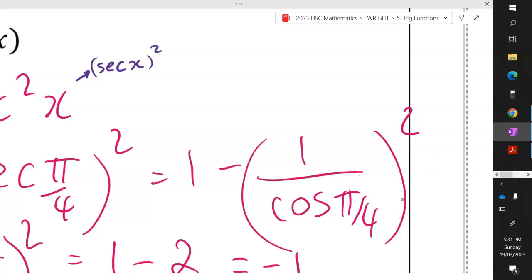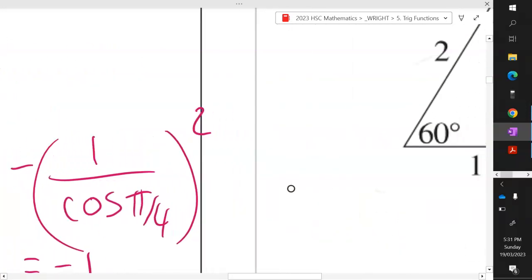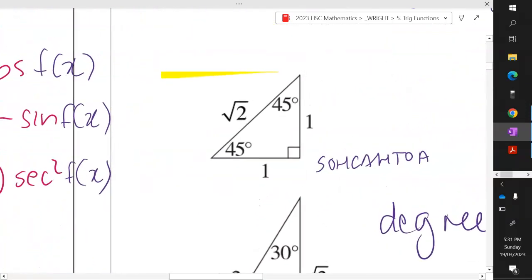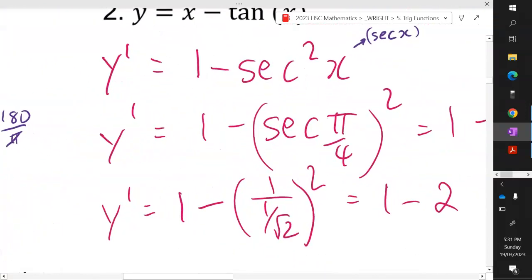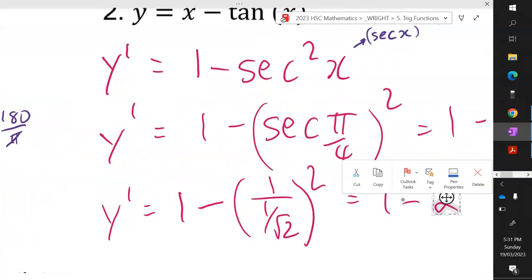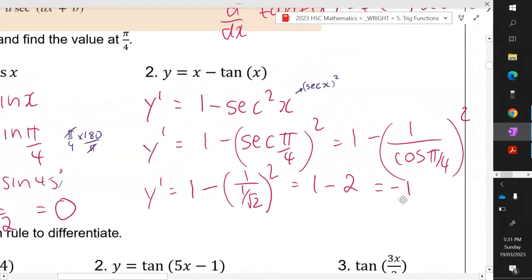Pi on 4, do you remember what that was? Pi on 4, special triangles. We had cos of 45 degrees, going back to those, which is 1 over root 2. So what I then have is 1 minus 1 over root 2 all squared. The bottom is flipped upside down. We find the reciprocal multiplied by the 1, and we square it. So we're actually going to get 1 minus 2, which is minus 1 for that question.